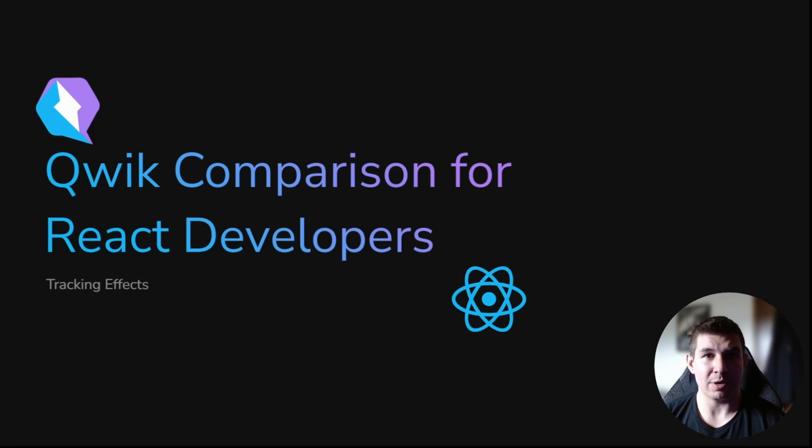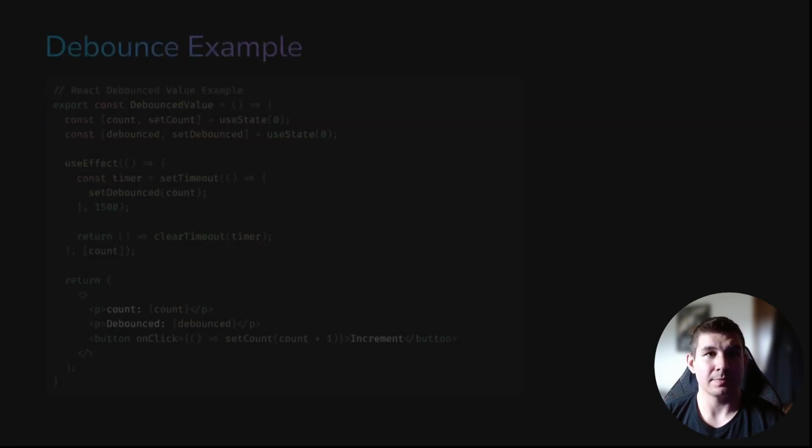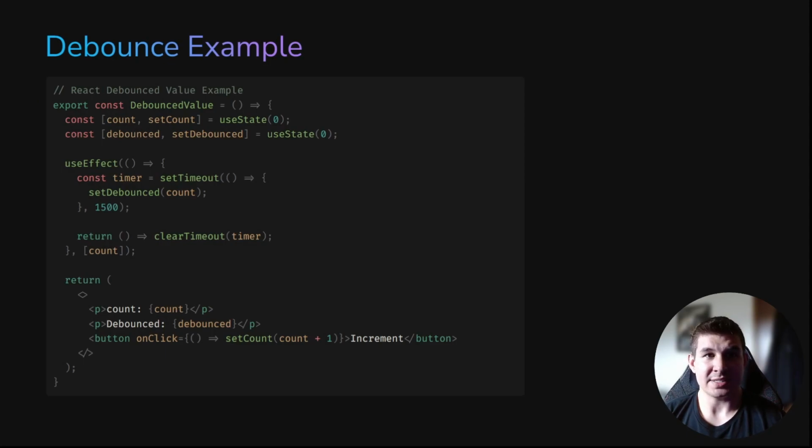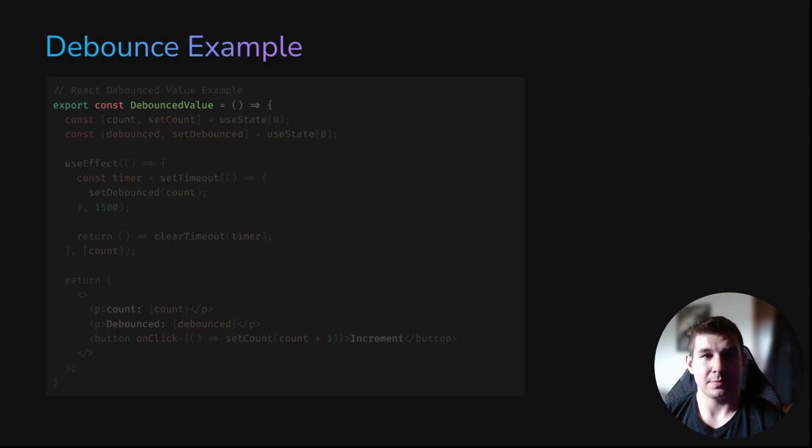Today I'm going to show you a brief example of how to track effects or tasks in React and Qwik. Here is an example of a simple React component that will debounce the value set from the button's onClick handler. I will show you the code, print out key lines, and then slowly walk through how to update this to the Qwik equivalent. The next slide will show a side-by-side comparison.